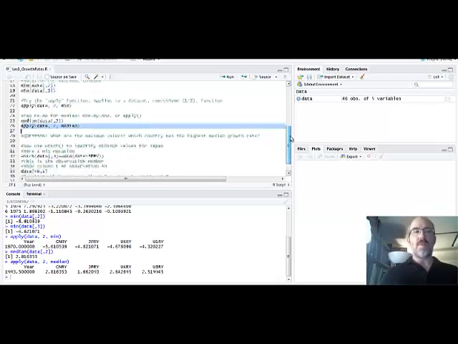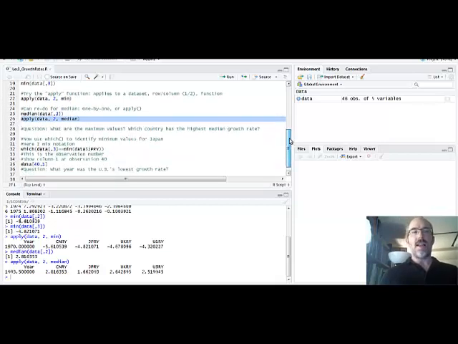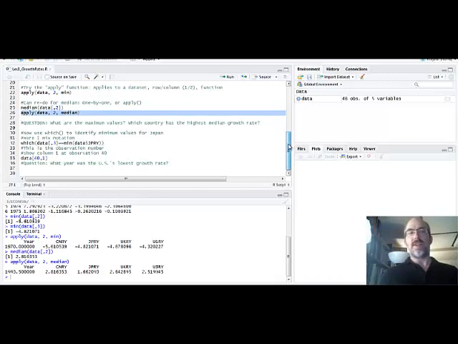So now we have, there's a question for my class. You can look at the maximum as well. All right, and I already answered the highest median growth rate just now.